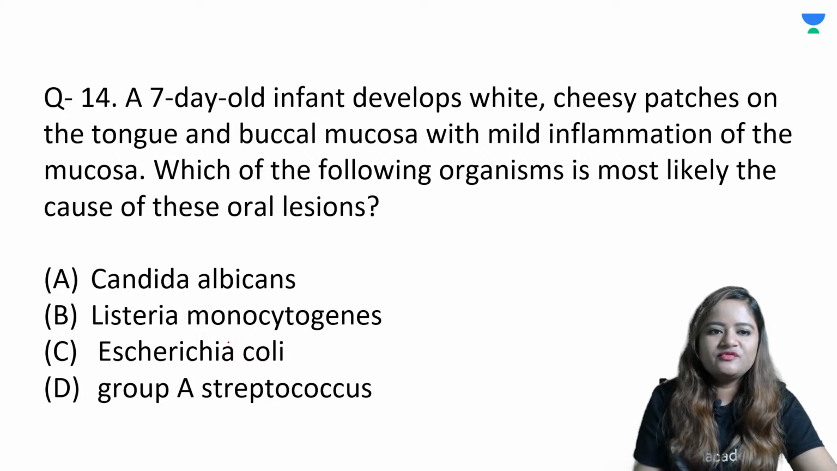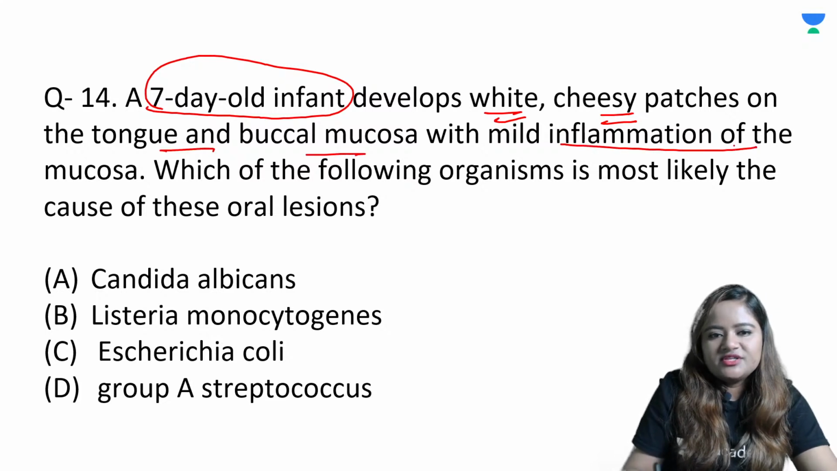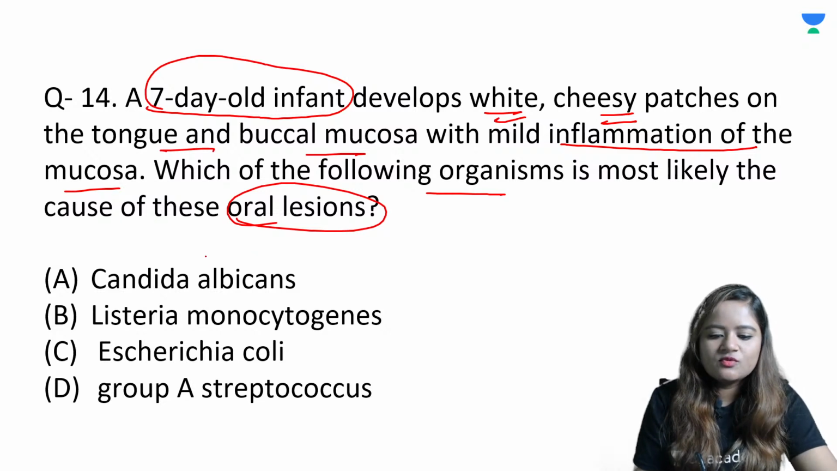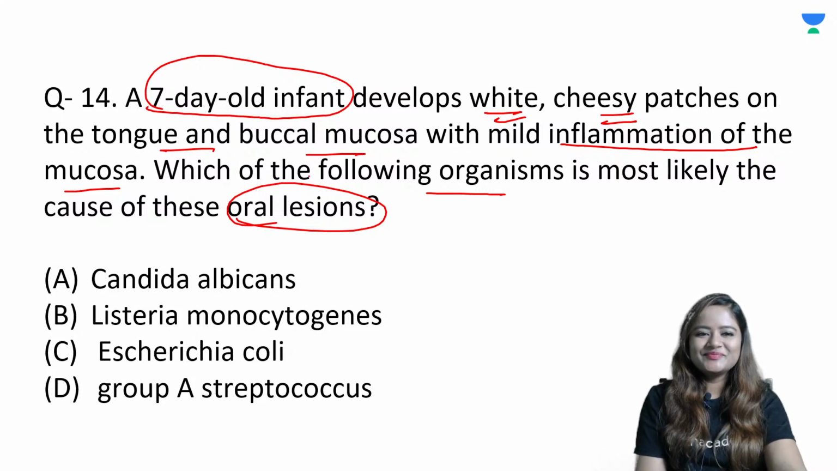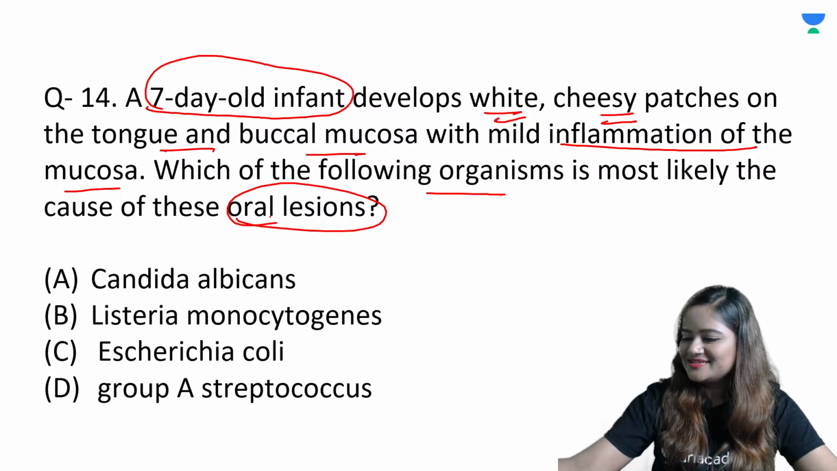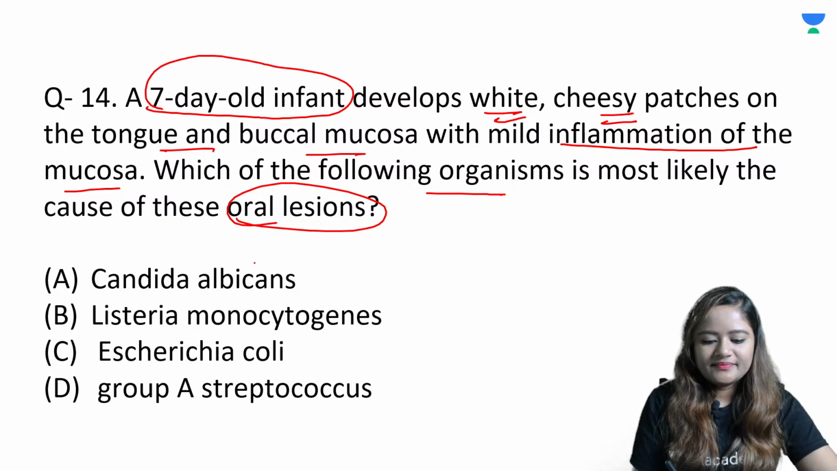Okay, so next, question number 14. There's a 7-day-old infant who develops white, cheesy patches on the tongue and buccal mucosa, and there is mild inflammation of the mucosa as well. Which of the following organisms is most likely the cause of these white oral lesions? So, which organism causes white oral lesions in a newborn or in any human? White oral lesions are classical for only one infection. What is the answer to question number 14?